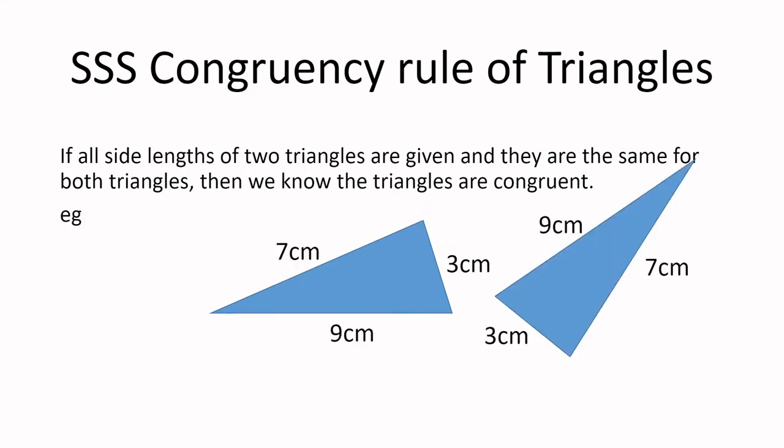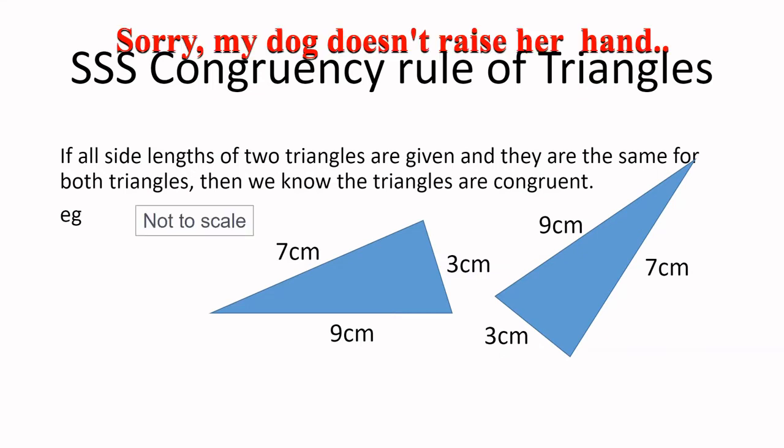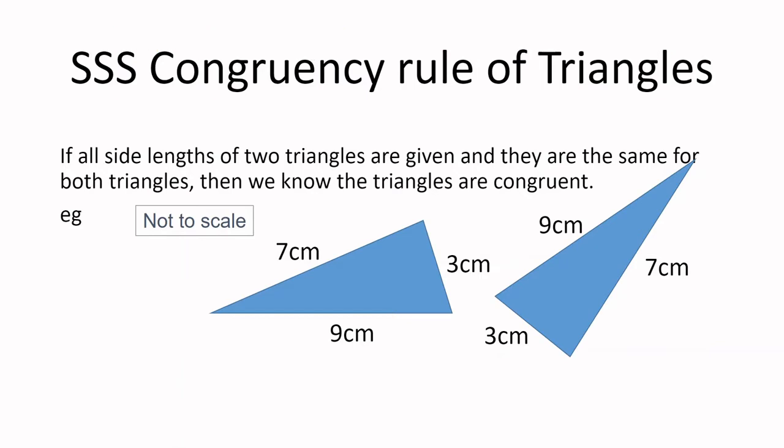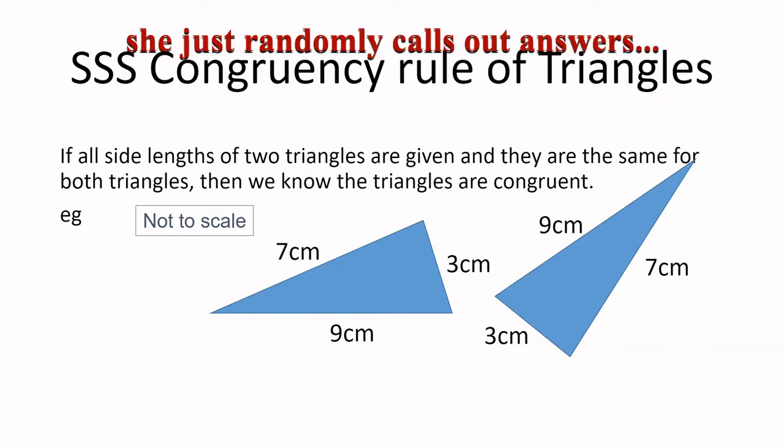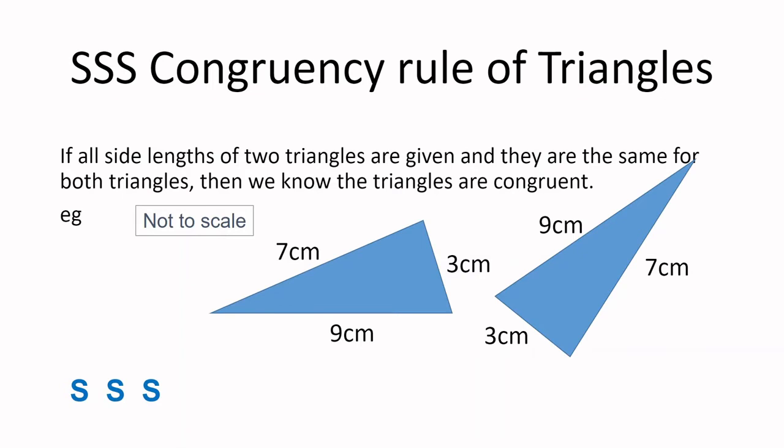For example, here I've got 2 triangles and they may not look exactly the same, but they're not to scale. And usually on exams and exercises, they are not given to scale. You just have to look at the information given. We are given all 3 side lengths of both of these triangles, and in both cases, the side lengths are 3, 7, and 9. So without knowing what the angles are, we don't need to know what the angles are, we know that these triangles are the same shape and size.